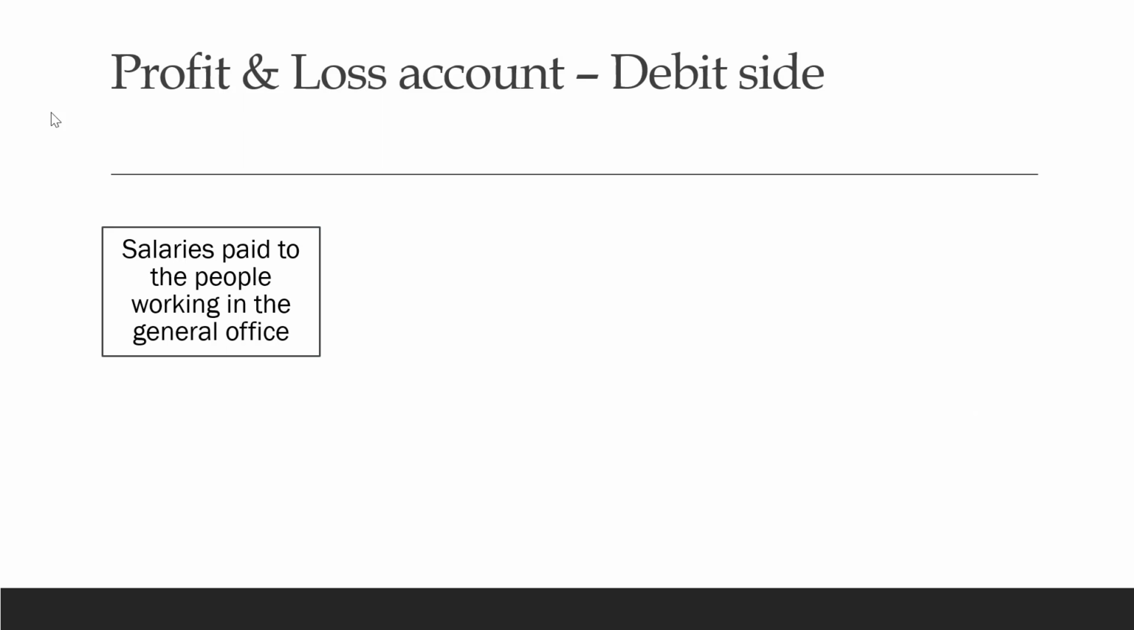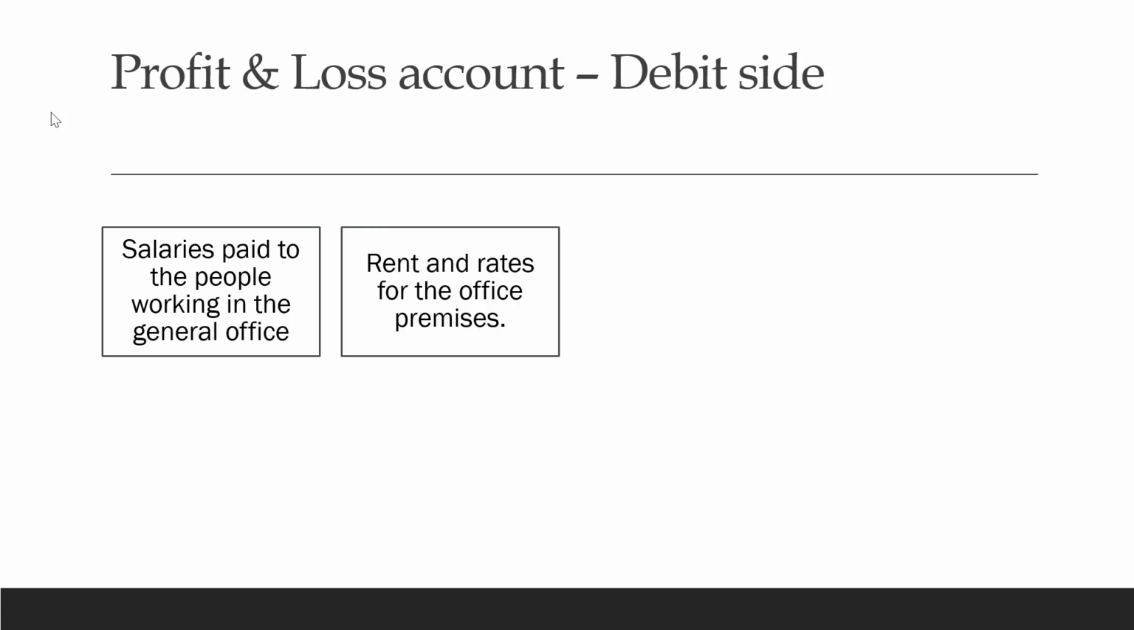So let's understand the debit side first. Can you read, Ariman? Yes. Am I pronouncing your name correctly? Ariman. Okay. Profit and loss account, debit side. Salaries paid to the people working in the general office. That means all the salaries which you are paying to the people who are working in your general office will go to your profit and loss account. Fine. It's an indirect expense.